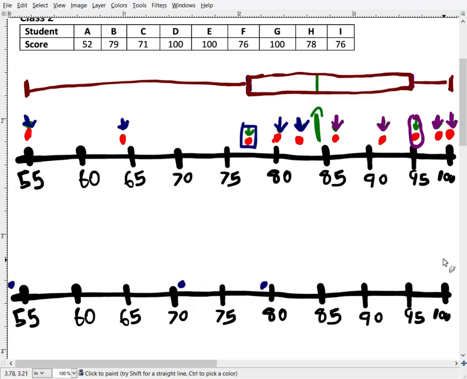100, 100 again, 76, which is going to be just a little bit shy of 75, 100 over here again, 78, which is going to be right about here, and then 76, which is right about here.